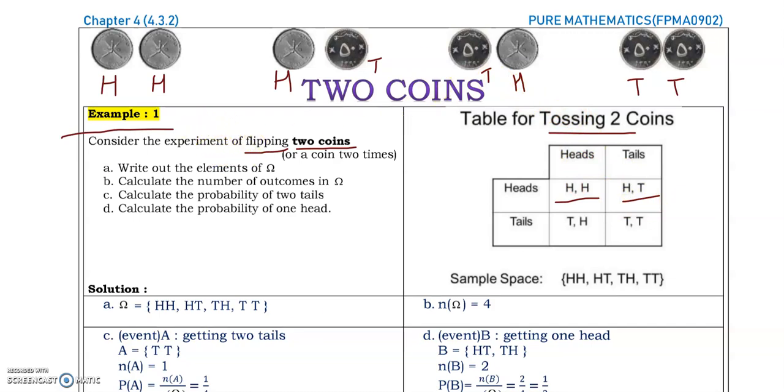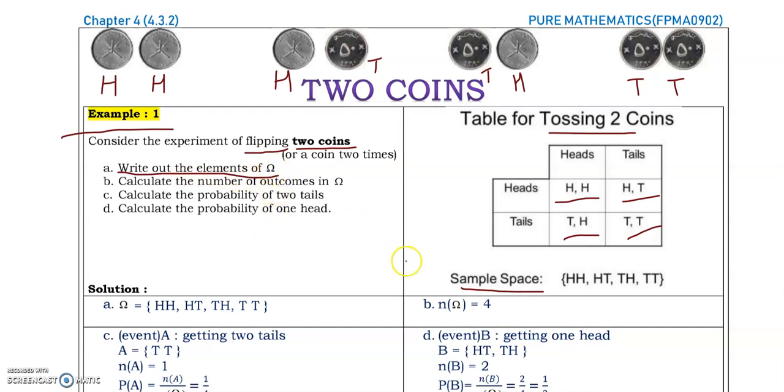Third possibility is tail and head. In the first coin I find tail, in the second coin I find head. That is the third outcome. In the fourth possibility, I find tail in the first coin, and tail in the second coin also. That is the fourth possibility. Now, what are all the total possibilities? Head head, head tail, tail head, tail tail. This is called the sample space. Now, you see, first question, write out the elements of omega.